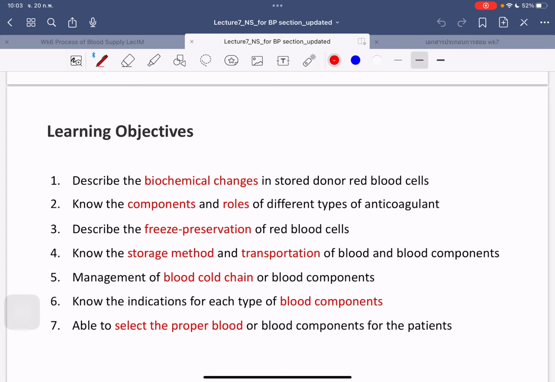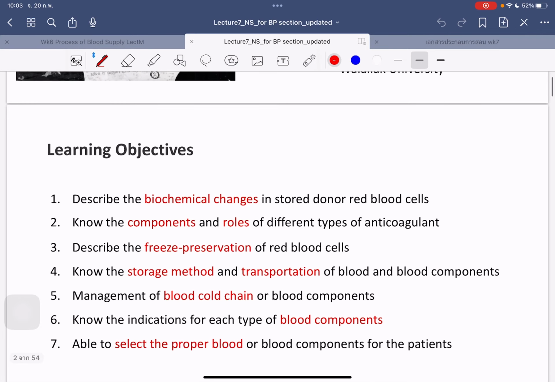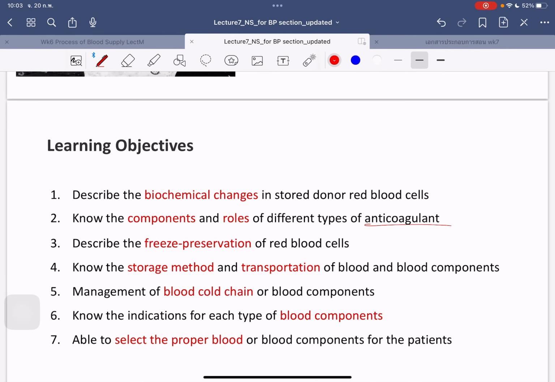Okay, so if you already learned about blood component, can you tell me which one that you already learned? Can you give me some example of blood component? Plasma, yes. Another one? Packed red cells. That packed red cell that you learned in the case study in the last laboratory, right?